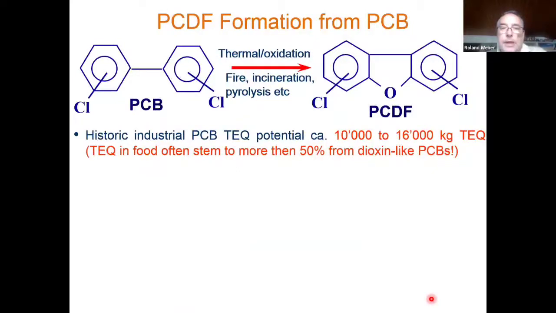So the largest dioxin and furan formation came from organochlorines. When you look at the PCBs, it's very easy to produce a furan from a PCB by just an oxygen insertion. And also what is very important, some of the PCBs have dioxin toxicity. And when we calculate the dioxin toxicity of the total 1.5 million tons of produced PCB, we have about 10,000 to 16,000 kilogram TEQ.